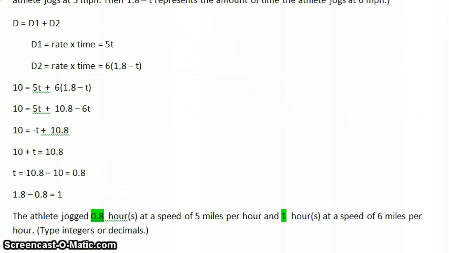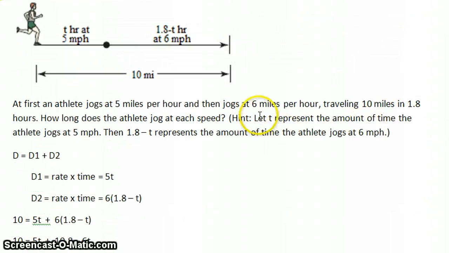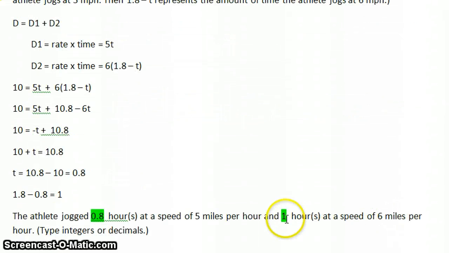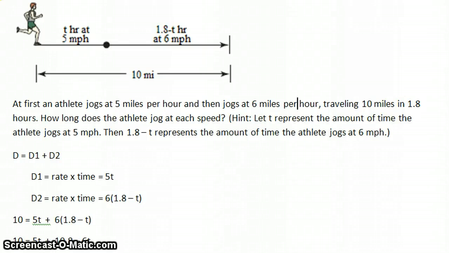So that's how I would personally work this problem. I'm a little tempted to call t the time for 6 miles per hour and 1.8 minus t the time for 5 miles per hour. You could switch that up. It doesn't really matter, and you would get exactly the same answer. You would just get this one first and then use it to find this one instead of the other way around. So that naming of variables doesn't have to be exactly like they suggested, but it is nice that there's a hint there to get you started.